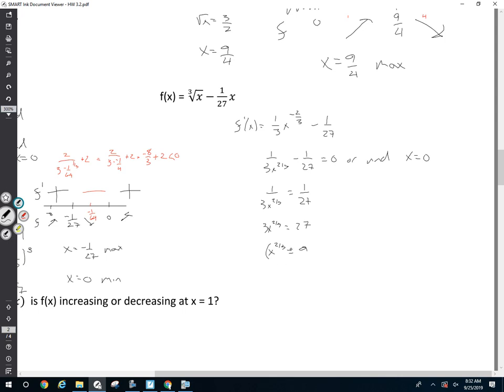Take both sides to the 3/2 power. 9 to the 3/2 is 9 square rooted, cubed. Square root of 9 is 3. 3 cubed is 27. Cool. So, in my analysis, I'm going to have 0 and 27. This is my derivative.